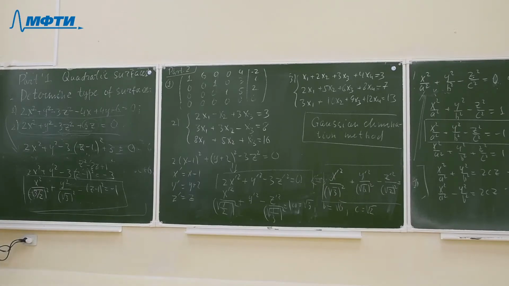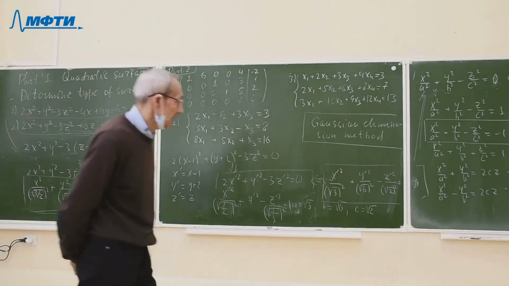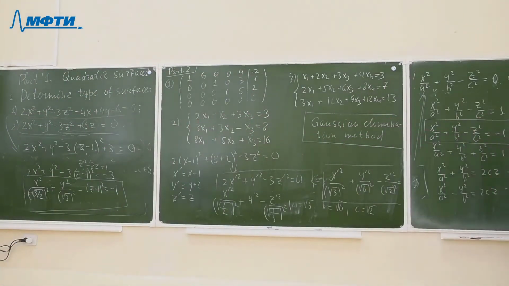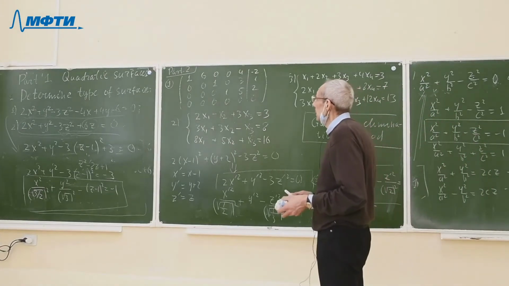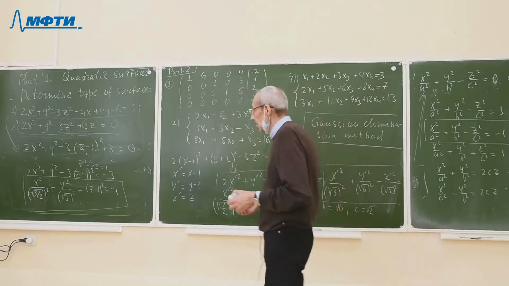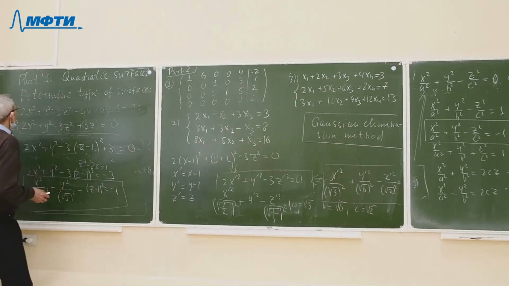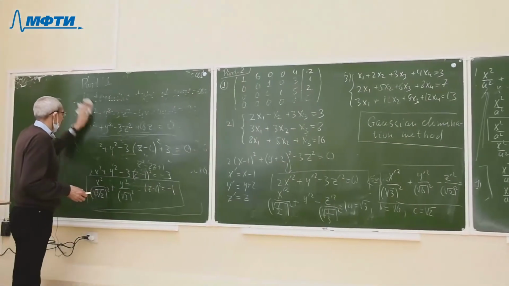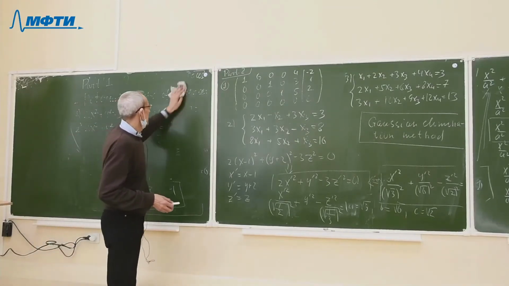Okay, let's finish the first part and move to the second part, which is devoted to the Gaussian elimination method. And I suggest to consider an example solution of a linear system. We will use the naive variant of the elimination method.